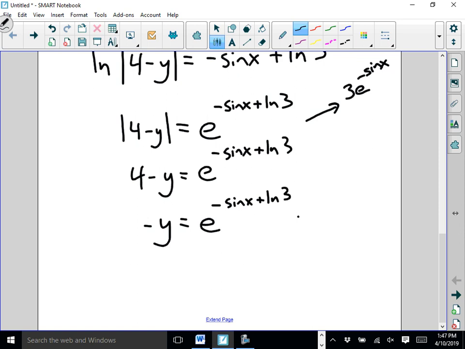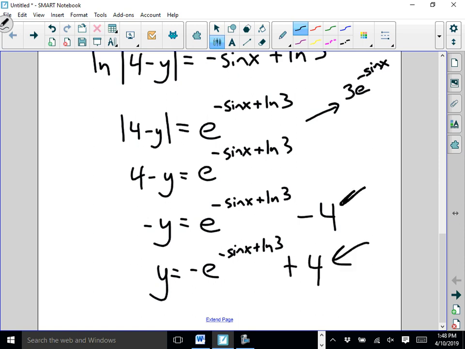Now I multiply everything by negative 1 to get negative e to the negative sine x plus ln 3 plus 4. Make sure this plus 4 and this minus 4 don't look like part of the exponent. It wasn't part of the exponent. It was just subtracted or added after.